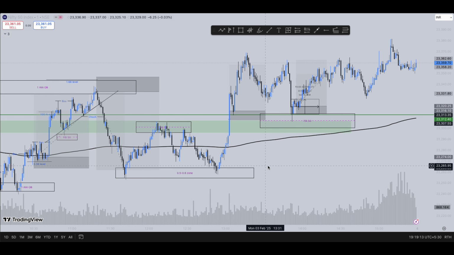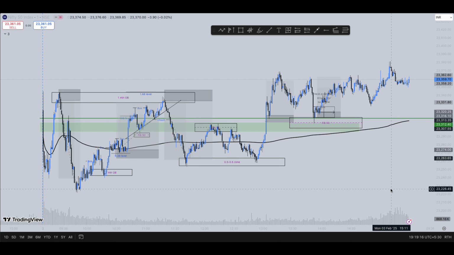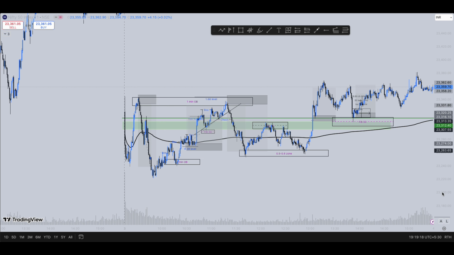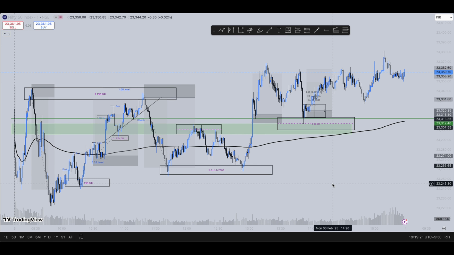Actually, I expected this trade to take, but was quite averse about it. And this is about Nifty 50, guys.